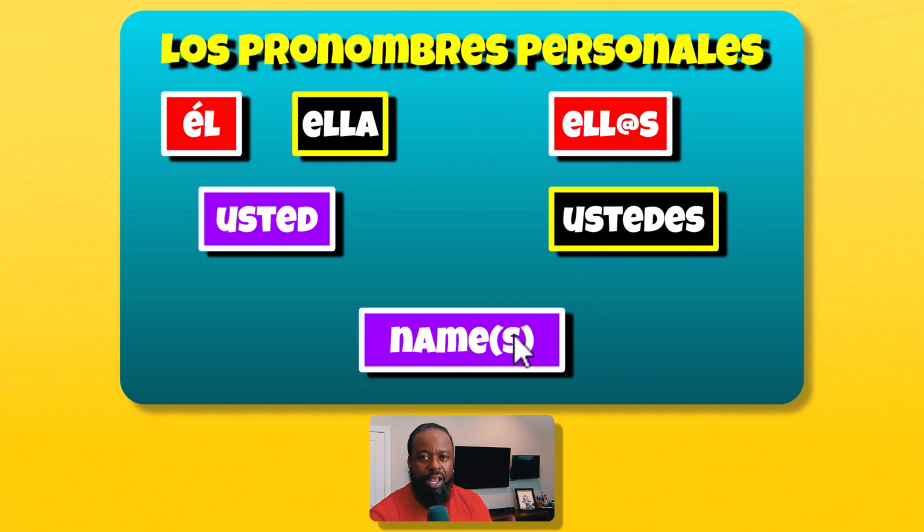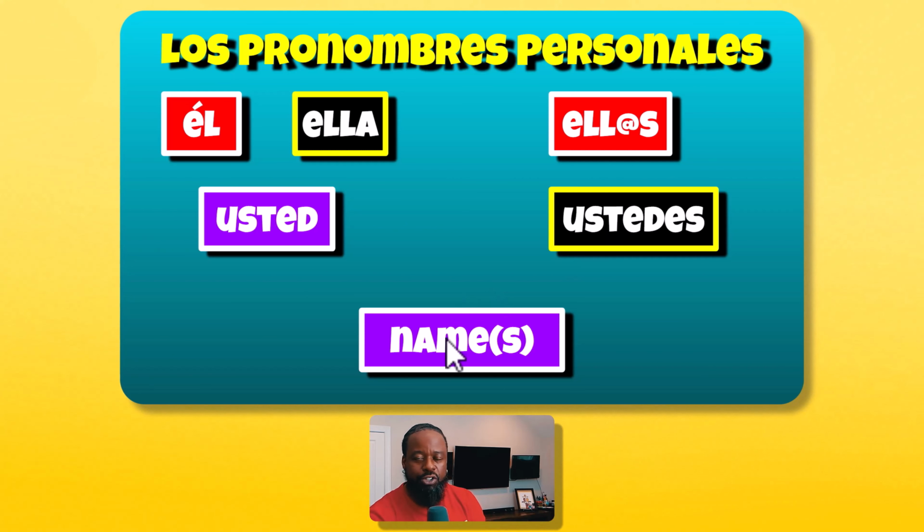¿Qué es la palabra él, right? Él, he. Ella, she. Usted, you formal, talking to someone older, someone you don't know, somebody you're meeting for the first time, somebody you want to show respect to, right? Ellos, ellas, they. Ustedes, you all or y'all, right? And then names, people that we just talked about.